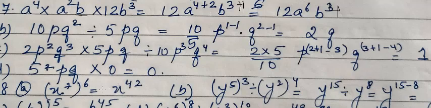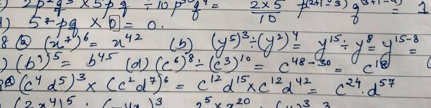Now in the next question, that is multiplied by 0, since any number or any expression multiplied by 0 will always give you the answer 0. Now in the next part, 8 x raised to the power of 7 raised to the power of 6, which comes out to be x raised to the power of 42.